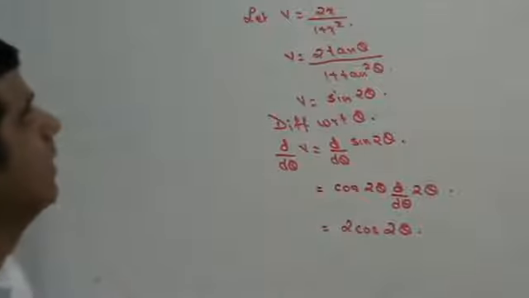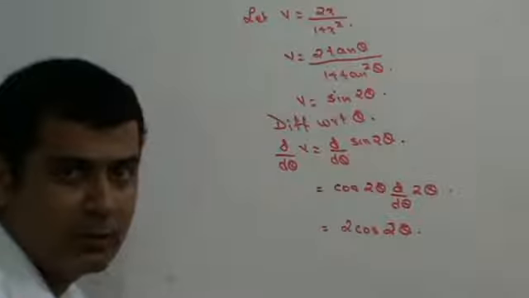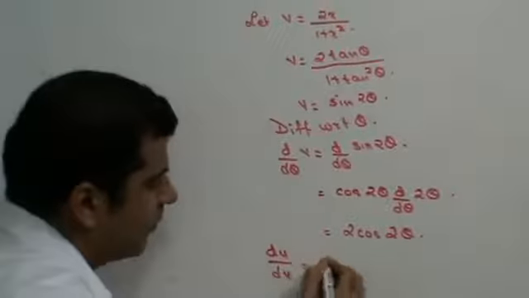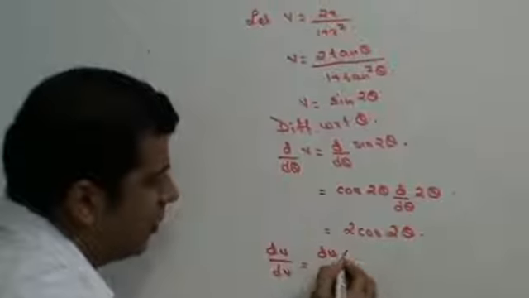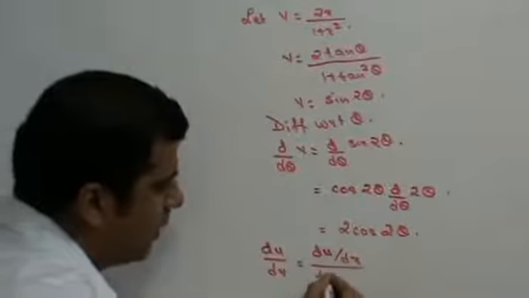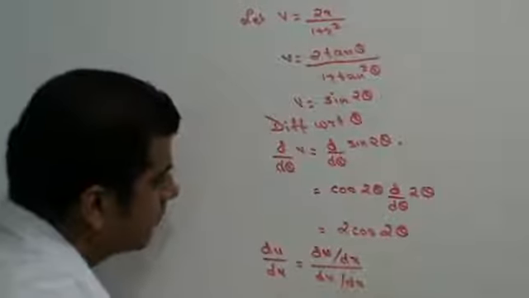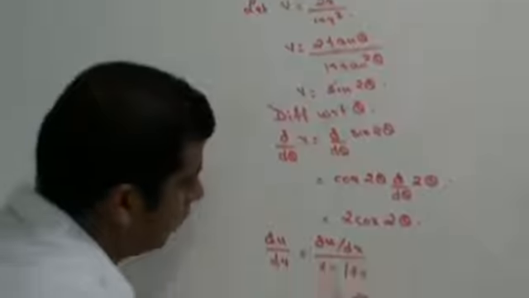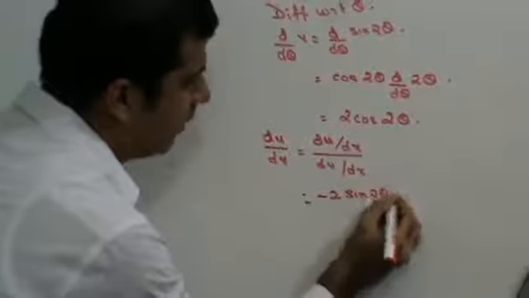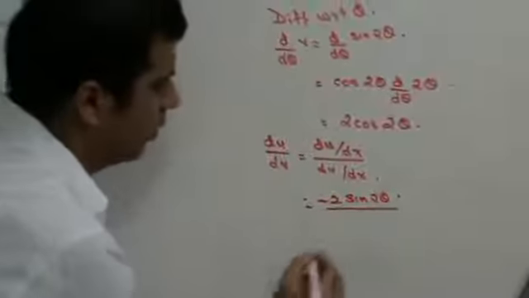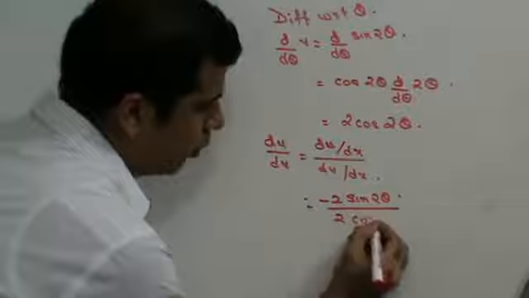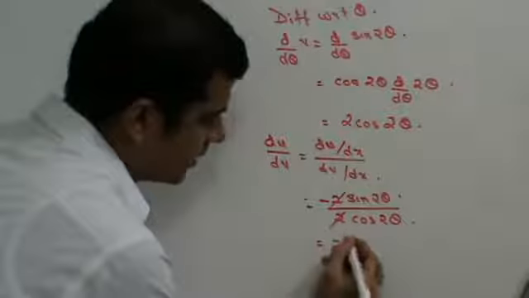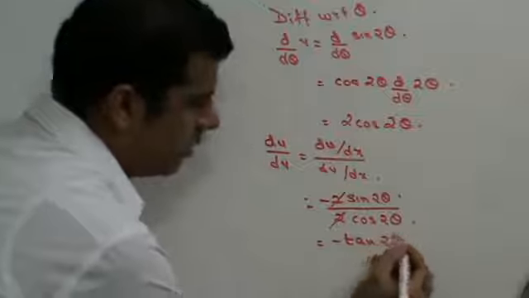They will ask you to differentiate the first term with respect to the second term. That means I have to find out du by dv. Du by dv is du by d theta upon dv by d theta. Du by d theta is minus 2 sin 2 theta upon 2 cos 2 theta. 2 and 2 get cancelled. This is minus tan 2 theta.